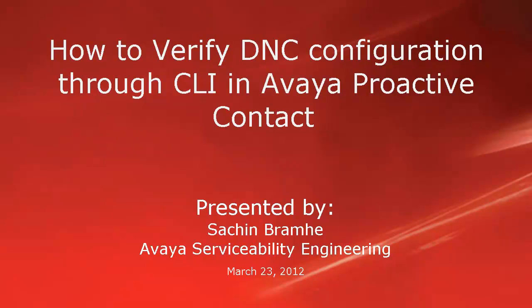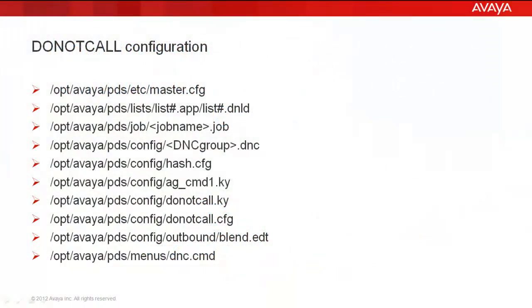In this video, we'll see how to verify the DNC configuration through command line interface in Avaya Proactive Contact. On my screen, I have some configuration files for the Do Not Call feature. When troubleshooting a DNC issue, the ones highlighted in yellow are the ones which you would need to investigate for their correctness. The others are default configuration files and you would rarely need to look at them.